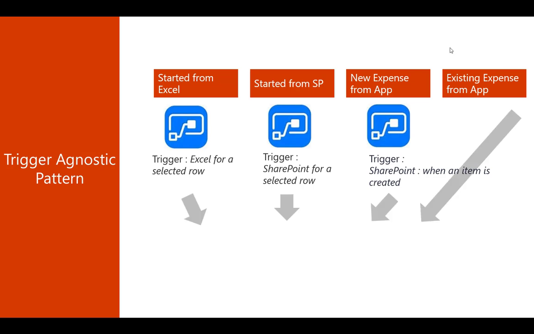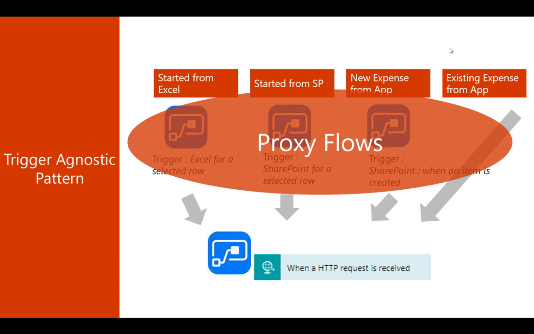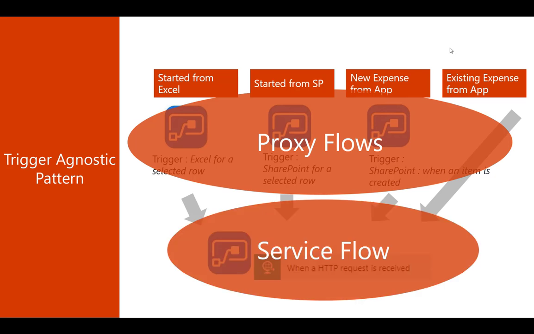So that means that you might have to create several small flows, and these small flows will run your main flow. That's why your main flow might have to start with the when HTTP request is received. This is a very common pattern, right? I call these small flows proxy flows, and this one I call a service flow.